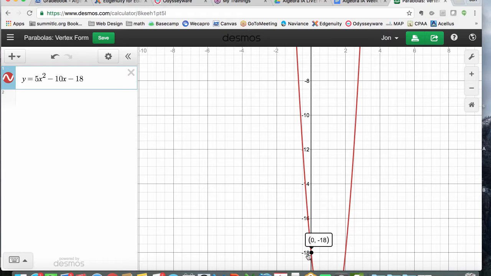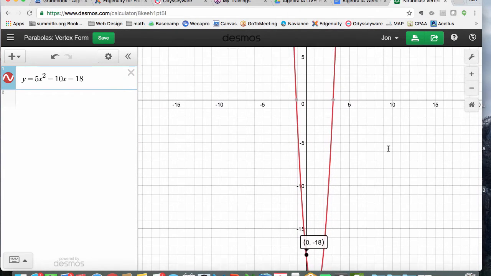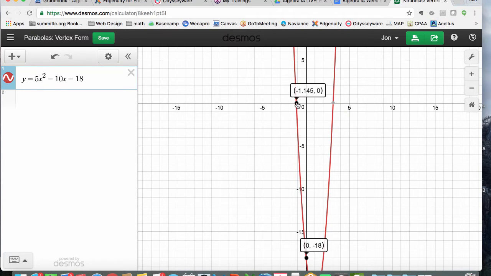There it is. It crosses the y-axis at negative 18. Feeling good about that. Let's find my x-intercepts. There's one at negative 1.14. They rounded it a little better than us, but I'm feeling pretty good. It's a good check. And there's the other one at positive 3.14. So those are my two x-intercepts we found using the quadratic formula.